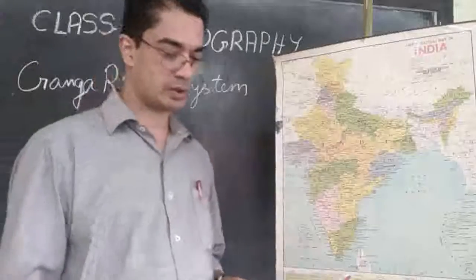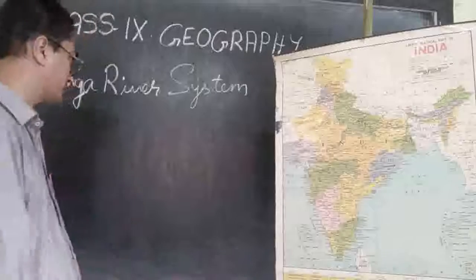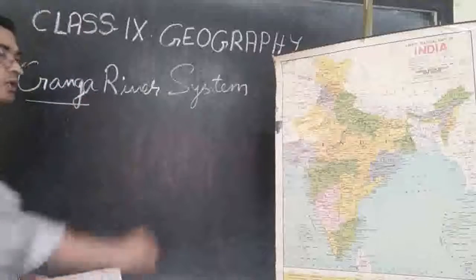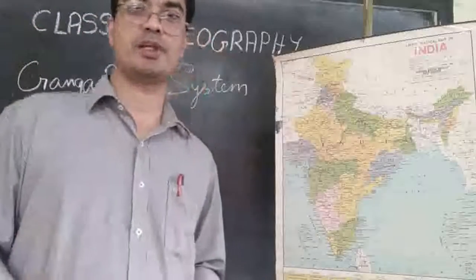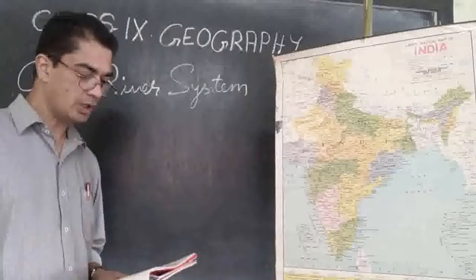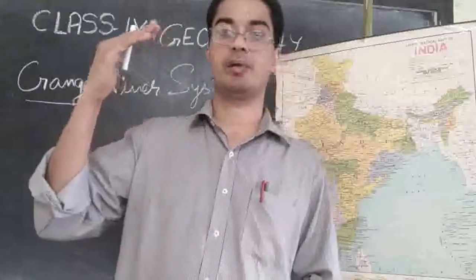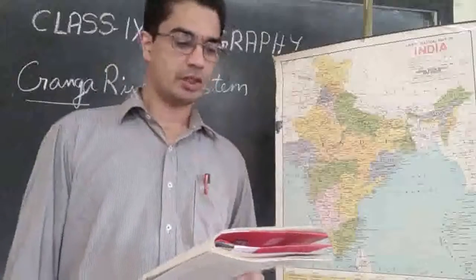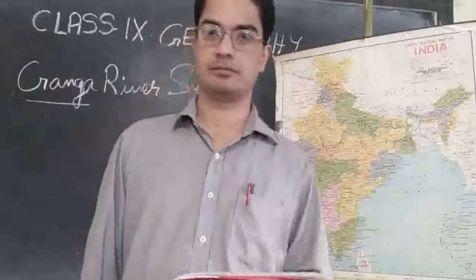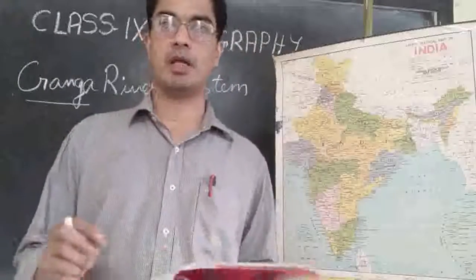Today we shall see about another great river, that is the Ganga river system. We shall see about the Ganga river, what is its route, where it is originating and so on. So the headwaters of Ganga, headwaters means the beginning part. So the origin is called Bhagirathi. So the beginning of Ganga river is called Bhagirathi.